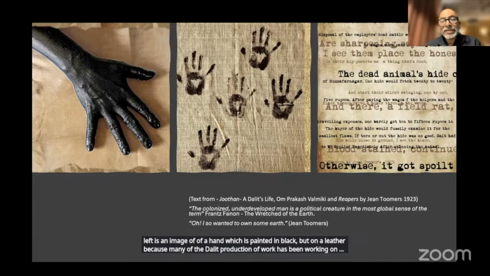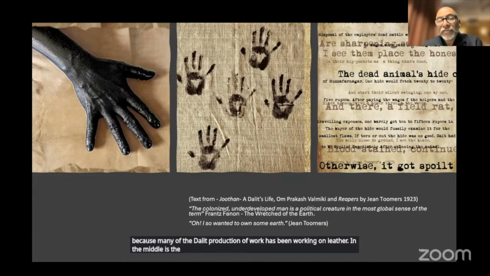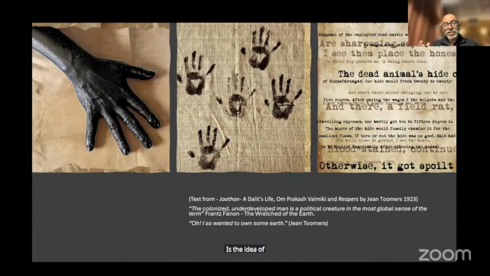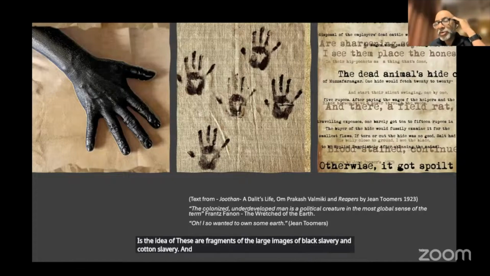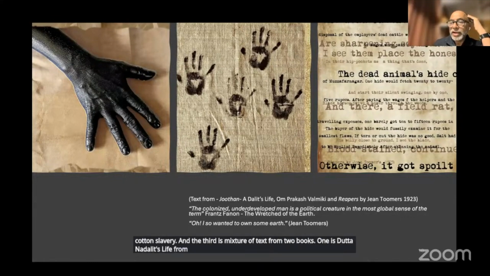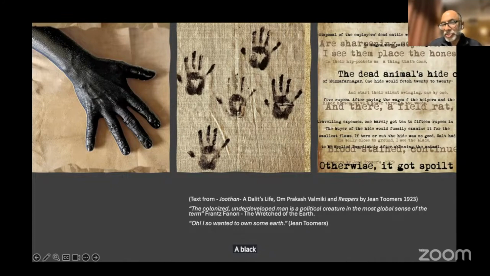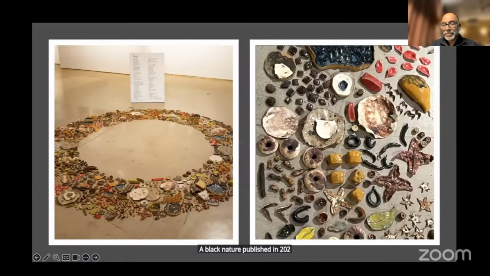In the middle are fragments of the large images of Black slavery and cotton slavery, and the third is a mixture of text from two books. One is Joothan, a Dalit's life, from a famous, well-known Dalit author, and the other text is from an anthology of Black poems called Black Nature, published in 2022, I think, in the US.